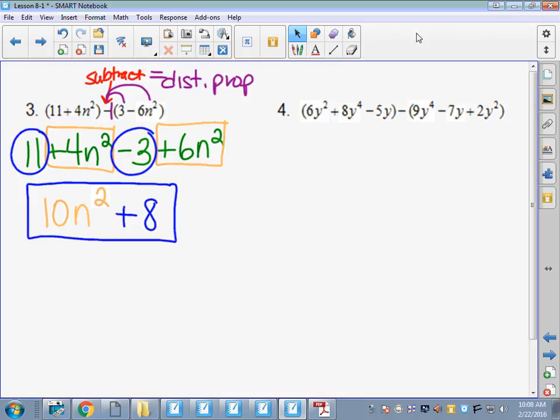So look for the sign in between the parentheses. That's really a big deal, because if you miss that minus, it's going to screw up your answer. Obviously, you're going to have all the wrong things when you combine like terms.